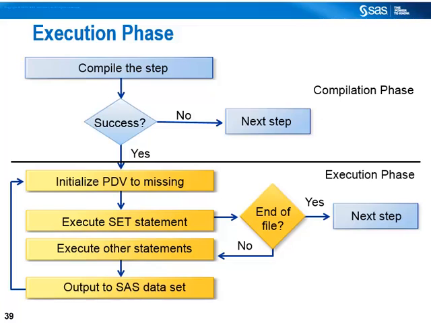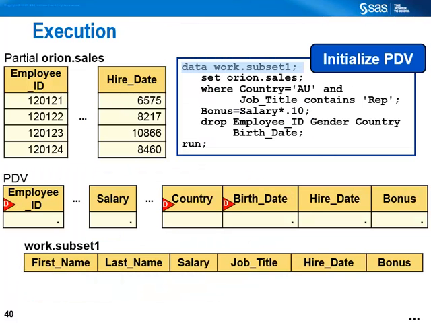If the data step compiles successfully, then the execution phase begins. During the execution phase, the data step reads the observations from the input dataset and creates observations in the data portion of the output dataset. By default, the data step executes once for each observation in the input dataset. At the start of the execution phase, SAS initializes the program data vector to missing. Remember, missing character values display as blank and missing numeric values display as a period, or a dot.